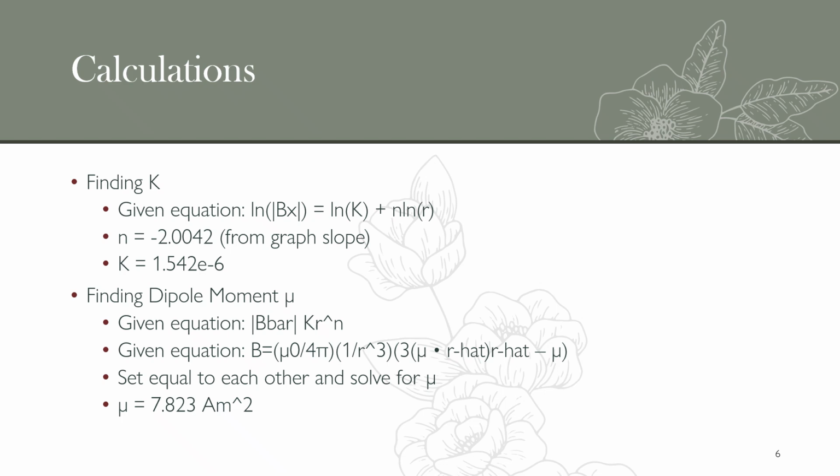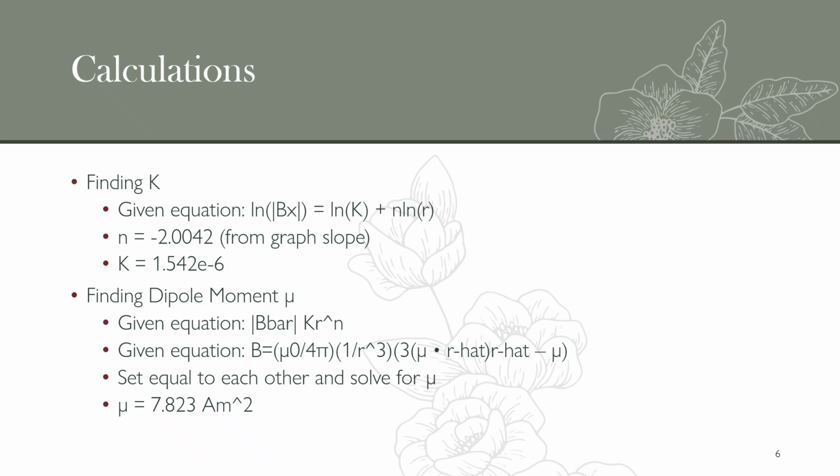So now that we actually have our n value, we can then use some of the equations that we were given in the instruction packet to calculate the dipole moment mu. So first we use the equation ln of B of x is equal to ln of k plus n times ln of r, of course r being distance, n being the slope we calculated, and B of x being the magnetic field that we found using the measurements from the app and the Excel sheet. So plugging that all in, we end up with a k of 1.5-ish.